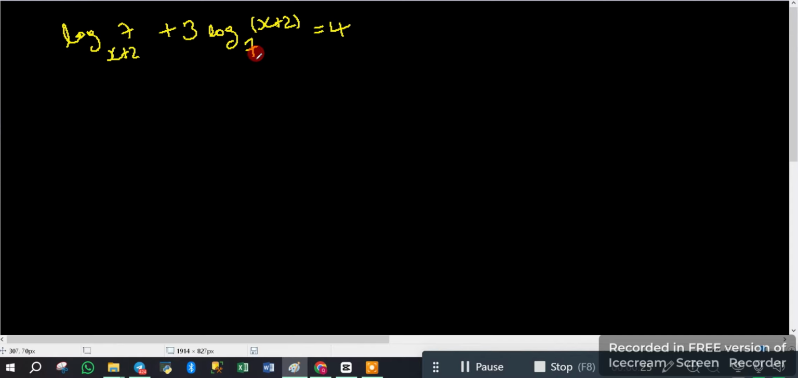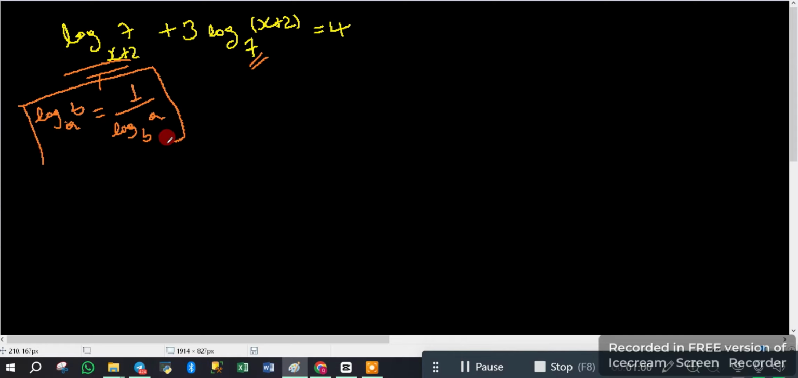You have to flip one of them to make it the same base. So this is 7. Let us make this one base 7. To make it base 7, you have to use the change in base relation. Example, if it is log b base a, in the change in base relation, you have to make it 1 over log a base b. So this is the relation whenever you change the base.